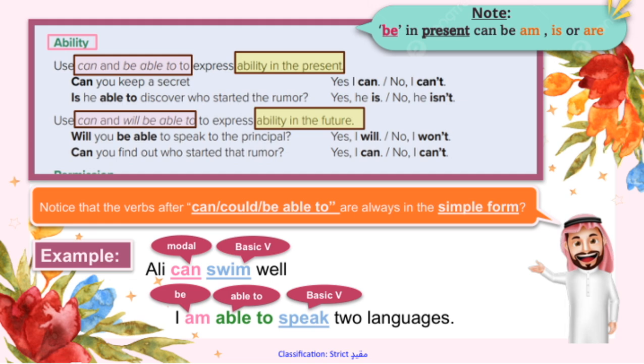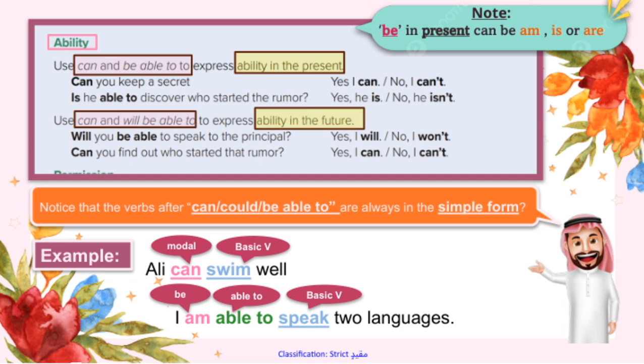It's important to remember that after be, the forms change depending on the subject and tense. So in the present, be can be am, is, or are. But no matter what, the main verb after can or be able to remains in the simple form. This is a key point because it helps us construct correct sentences when talking about ability or possibility.